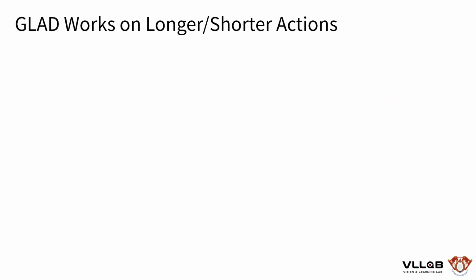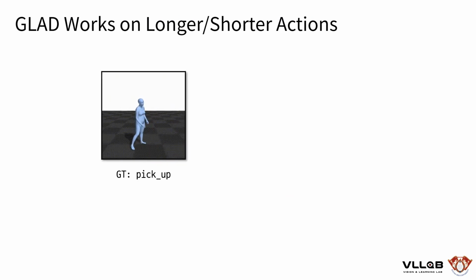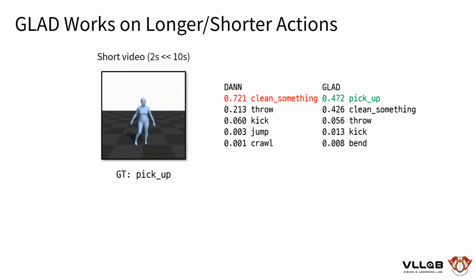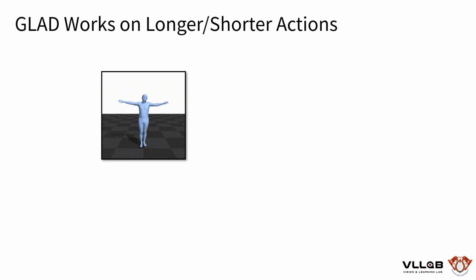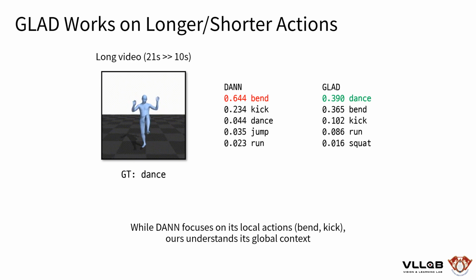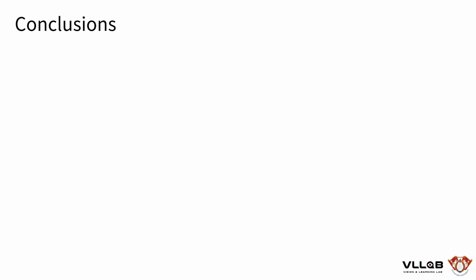GLA works on longer and shorter actions. This is a video of a pickup. This is very short. Most predictions are wrong. DNN went too far as it overestimated the action from just an action of picking up. But GLAD works. In a longer one, which is a dance, it looks like DNN focuses only on its local actions, but again, ours works.